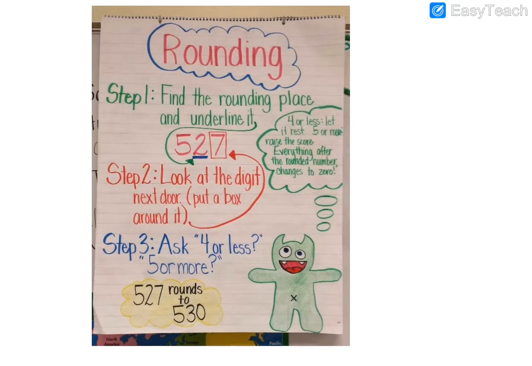As you can see here, if it is 4 or less, you're just going to let it rest, which means it stays the same. If the number is 5 or more, you raise the score, or what we typically say, add one more. That's just the quick review. I'm going to pull up a problem and read through it, and you can pause to see if you get it correct, or just watch me work it.